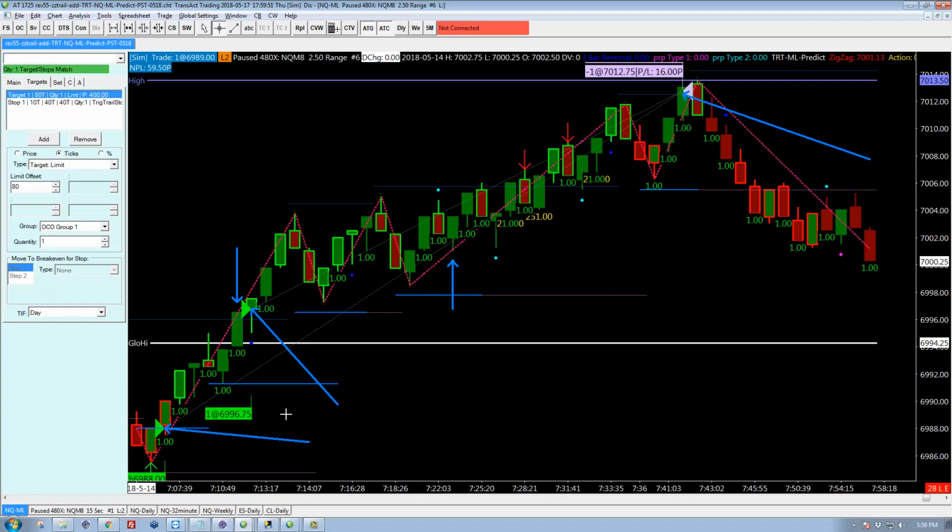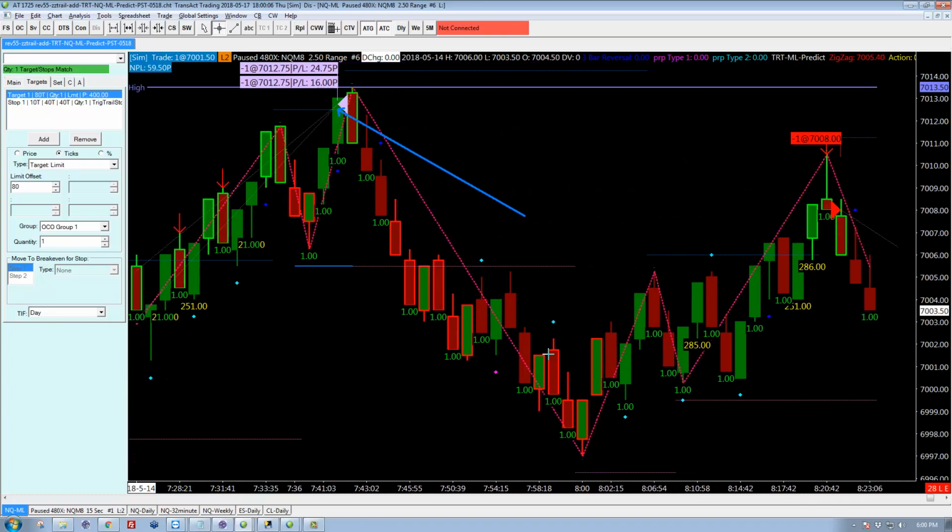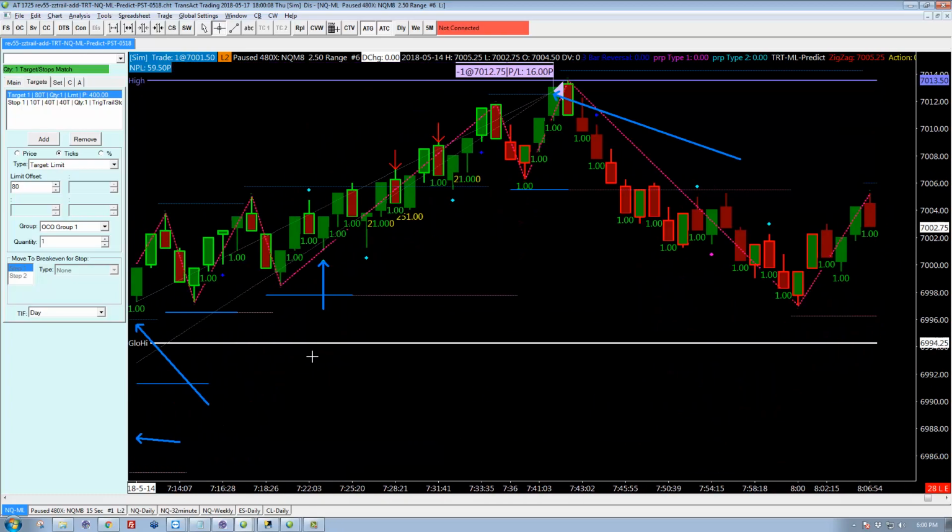When the system moves the stop to your break even, it also moves the target to the same amount that it was from the break even amount. In fact, let's look at the next one, and then I think what I'll do is replay this so you can see that happen.